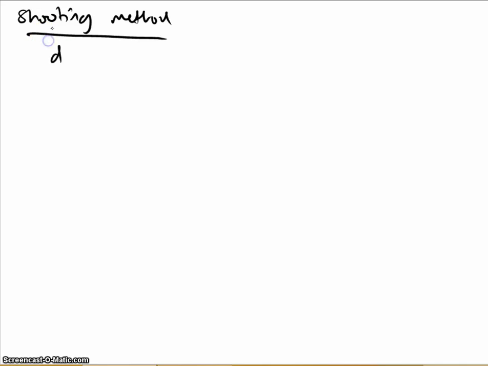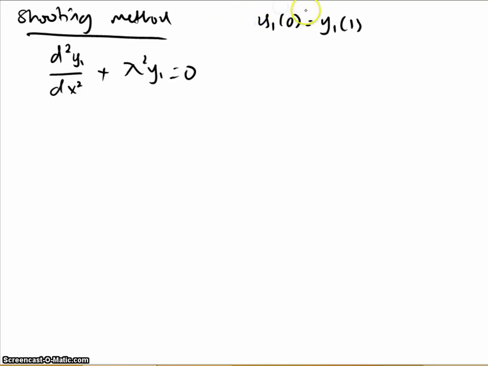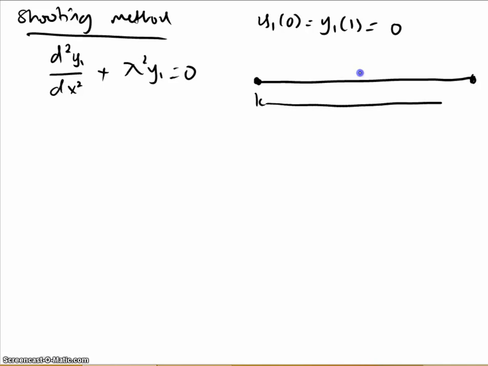Let's write back the equation that we want to solve. We have d²y, and for convenience I've called this y1, and you'll see why that is, plus λ²y1 = 0. So you have y1(0) = y1(1) = 0. What we are assuming is that these two ends will be fixed, and we are assuming the length of the string is 1. So these are our two conditions that we have here.